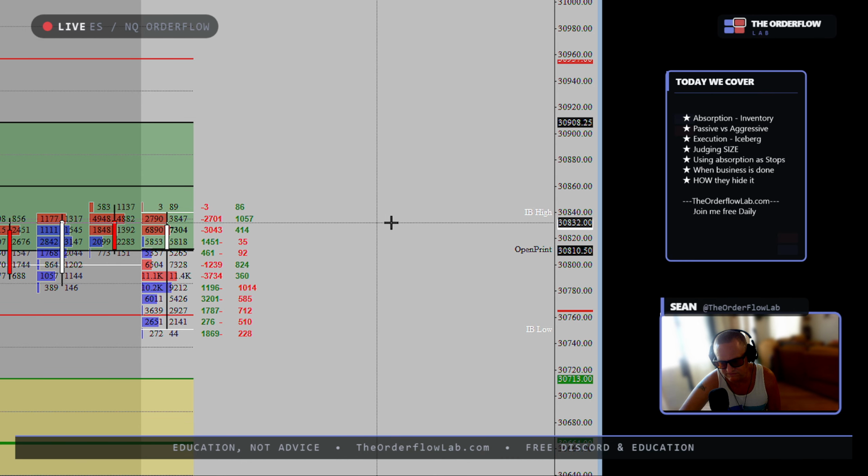Goes from 1,049 to 86, right? Just a big bid drop off. So again, another 10K absorption here. Watch this. Watch what happens. Can we get past it?